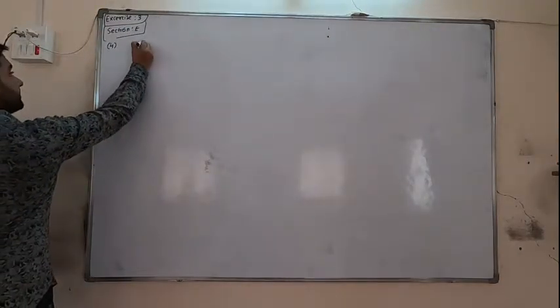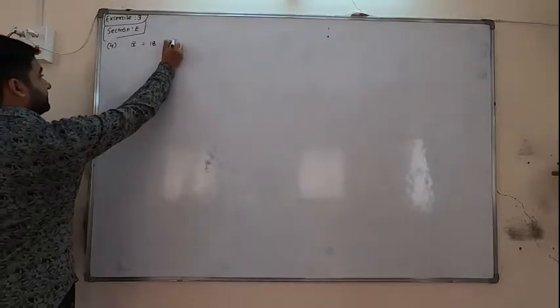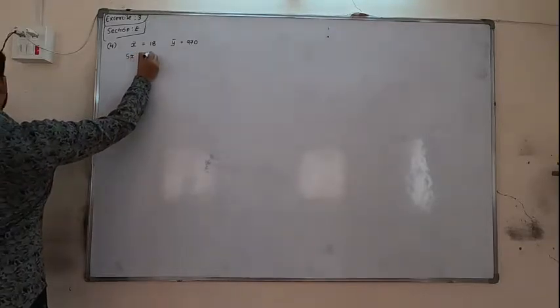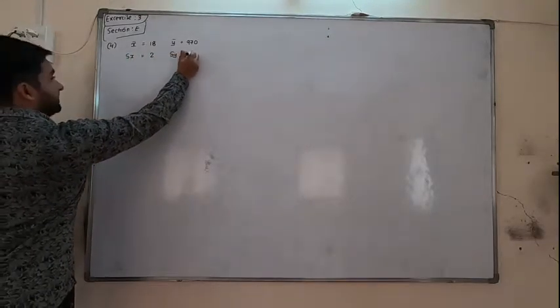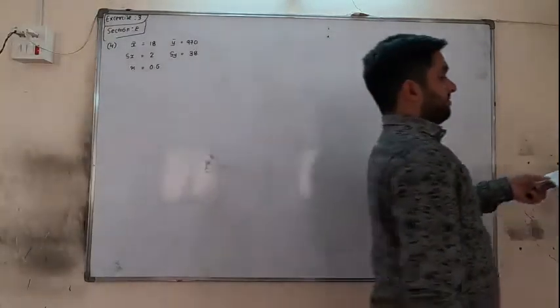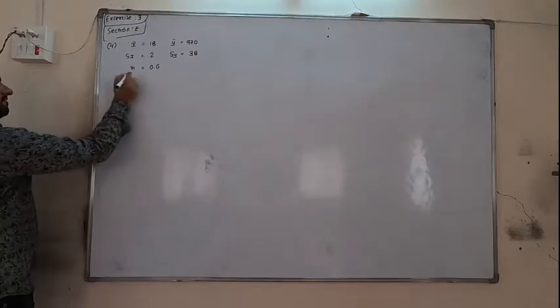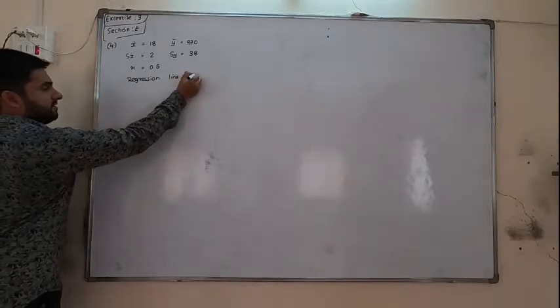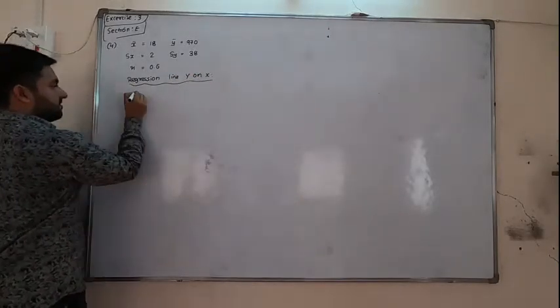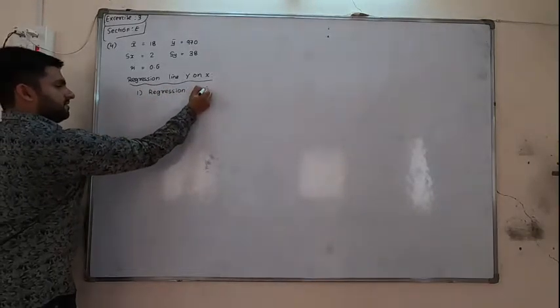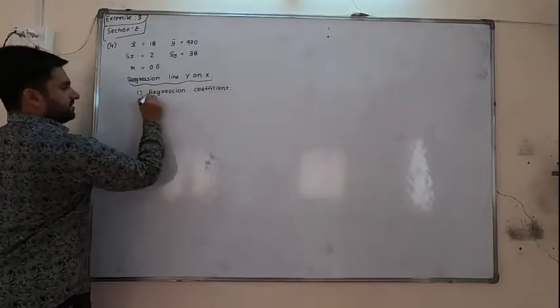So data: x bar 18, y bar 970, sx 2, sy 38, r 0.6. Yes. Now for the first step we are writing the heading first of all, regression line y on x. First step, regression coefficient.